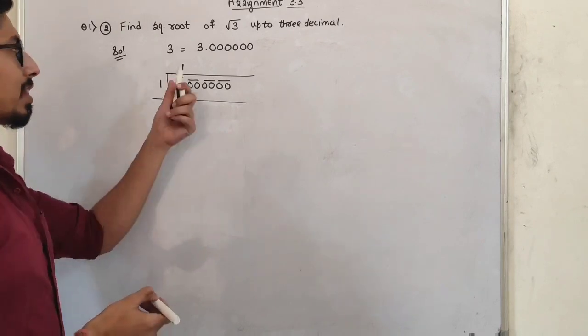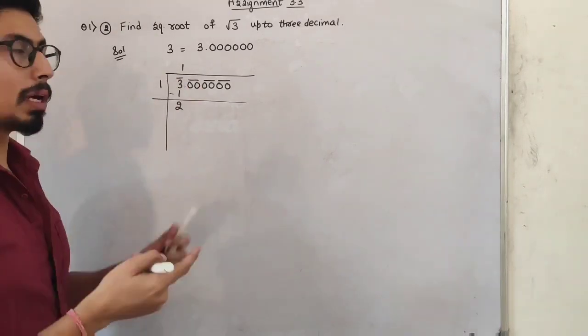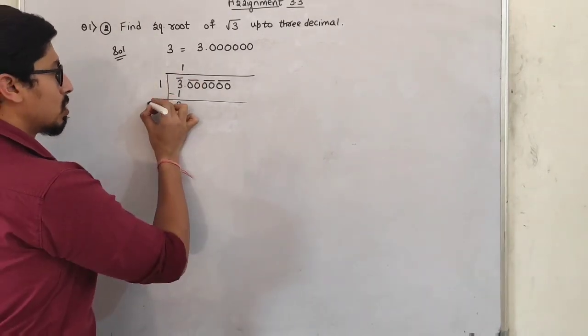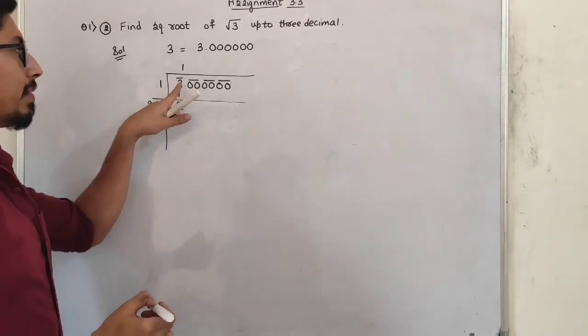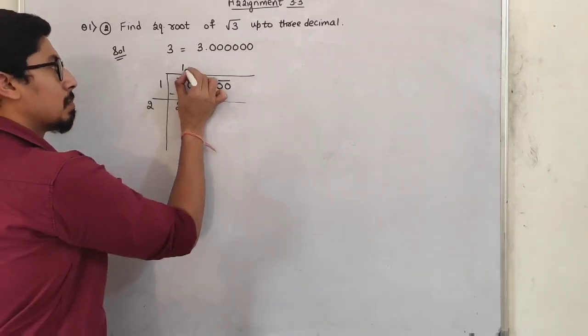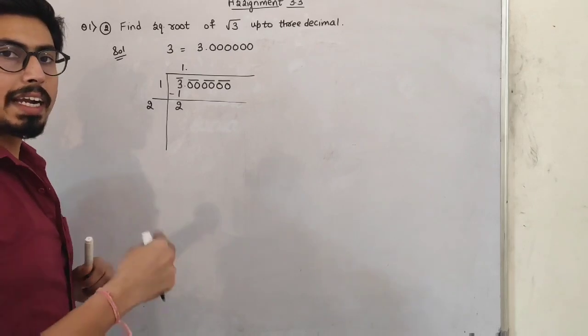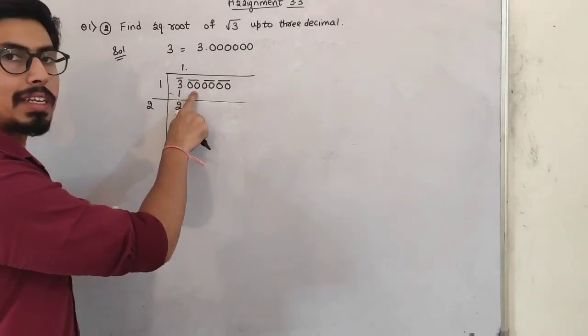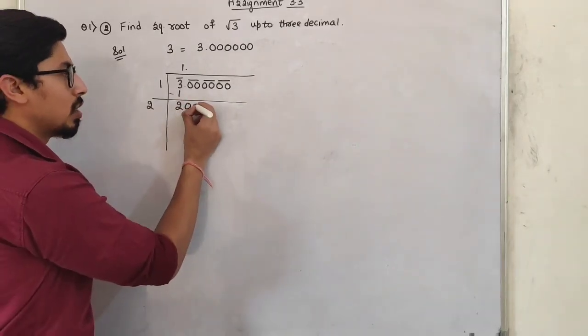Okay students, now take this 1 and just double it. So double of 1 is 2. So just write 2 here. Now we have decimal here, so just write decimal. Okay students, and take the next one. The next one contains 0 0, so just write 0 and 0.